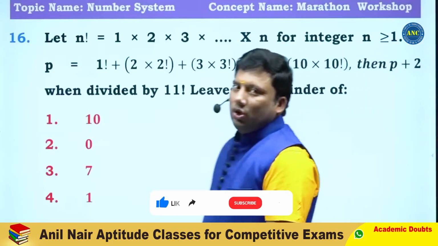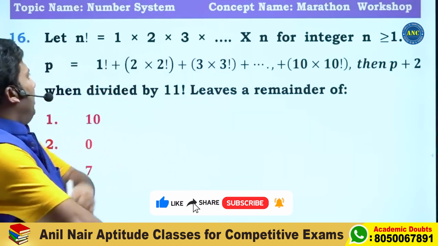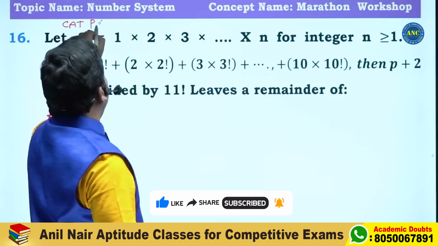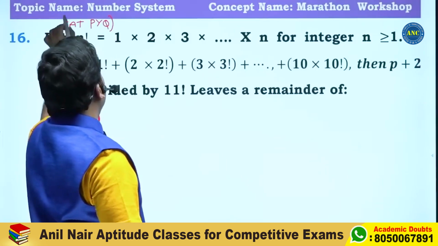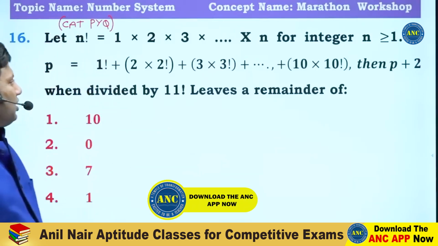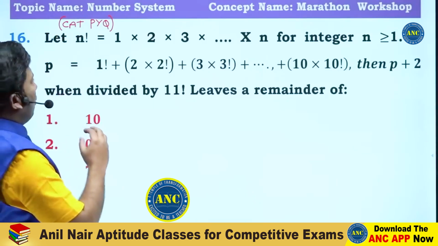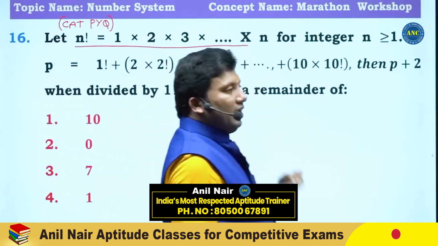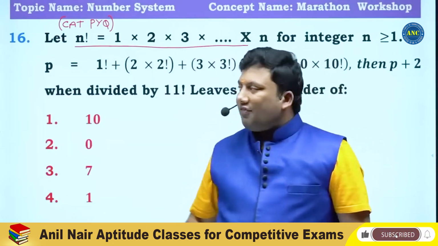Let n factorial be equivalent to 1 into 2 into 3. Those students who want to know, this is a previous year CAT question. PYQ means previous year CAT question. Read the question. n factorial is 1 into 2 into 3 and so on up to n. He is giving you the definition of factorial.